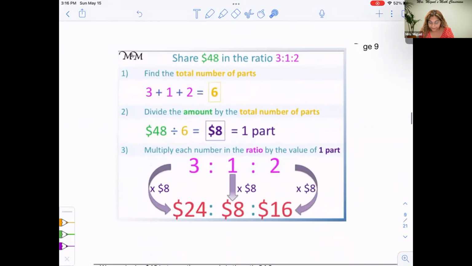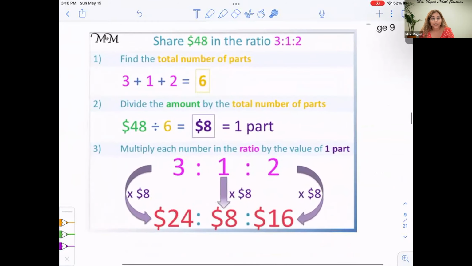So let's look at this one. Share $48 in the ratio 3 to 1 to 2. So the total number of parts is 6. So 6 parts is equal to $48. So 48, we divide the sum by the number of parts.